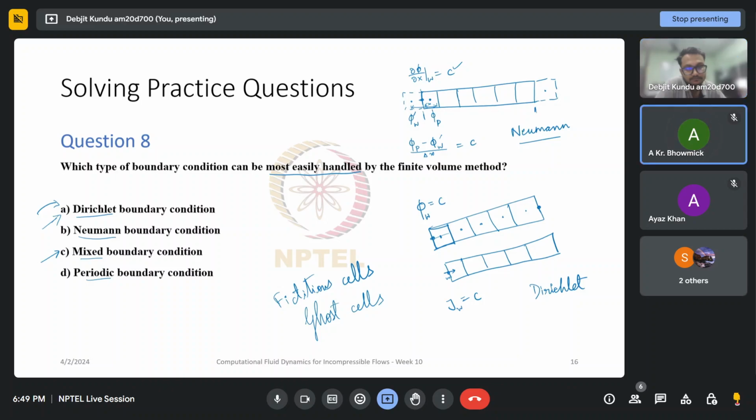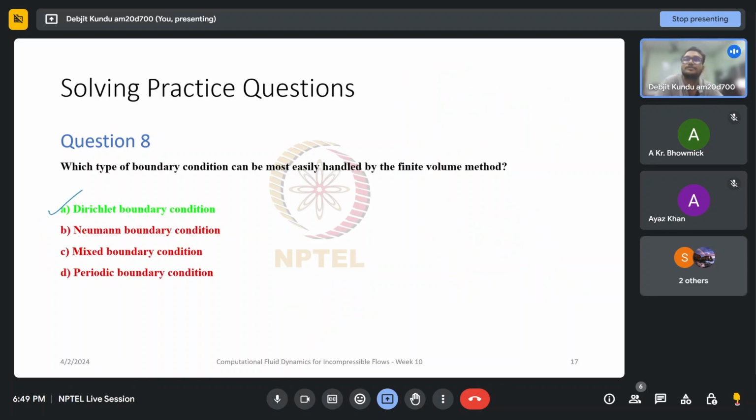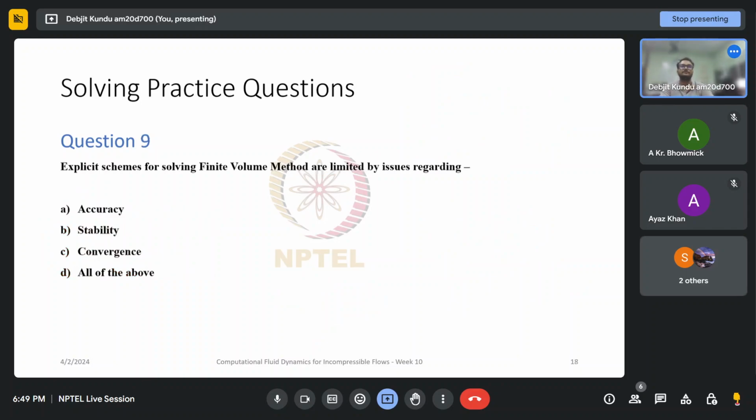Okay, sir. Okay. So if things are clear, we'll move on. We'll move on to question number 9 now, which is asking us that explicit schemes for solving finite volume method are limited by issues regarding accuracy, stability, convergence, or option D, all of the above.